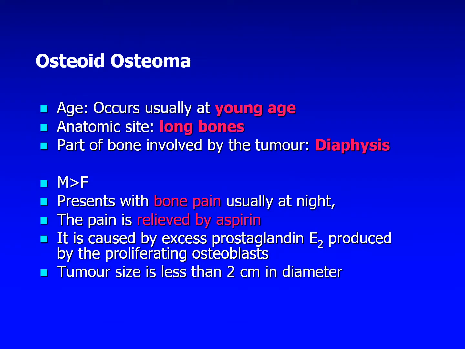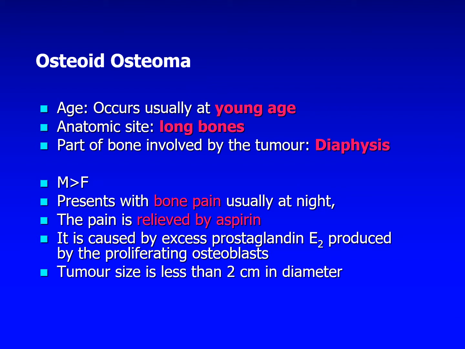We look at osteoid osteoma. It usually occurs at a young age and usually affects the long bones, seen at the diaphysis. Males are affected more than females. It presents with bone pain, usually at night, and the pain is relieved by aspirin. This is caused by excess prostaglandin E2 produced by the proliferating osteoblasts. The tumor size is usually less than 2 cm in diameter.